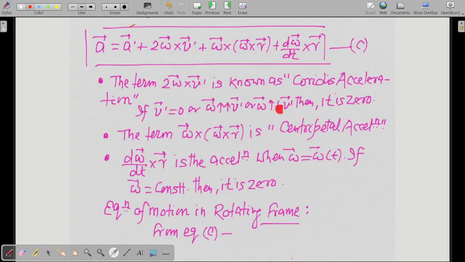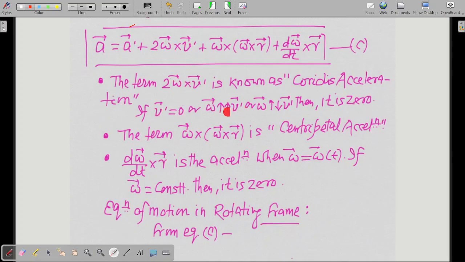If they are parallel or anti-parallel, or one of them is 0, then certainly this term, the Coriolis acceleration, will be 0, right? Omega cannot be 0 because the frame is clearly rotating. So the omega vector cannot be 0. The only thing is v prime can be 0. So if v prime is 0, then this particular term will be 0.